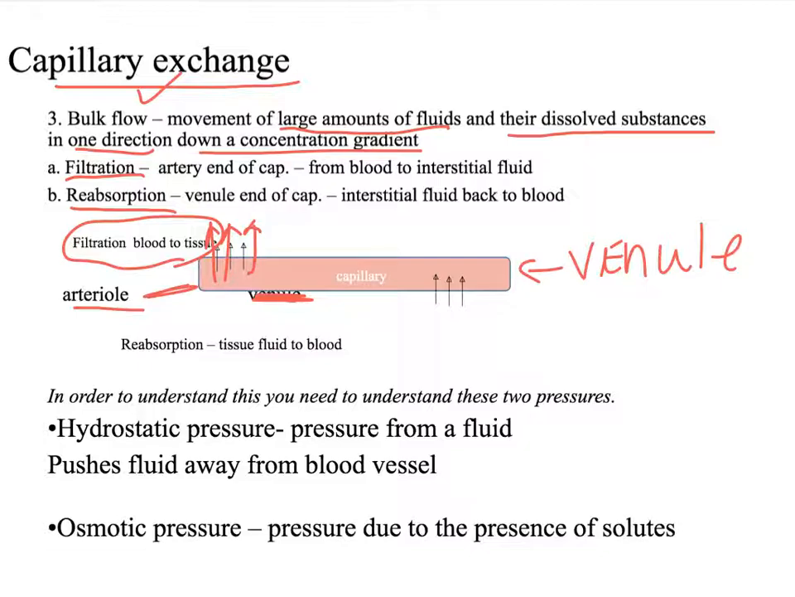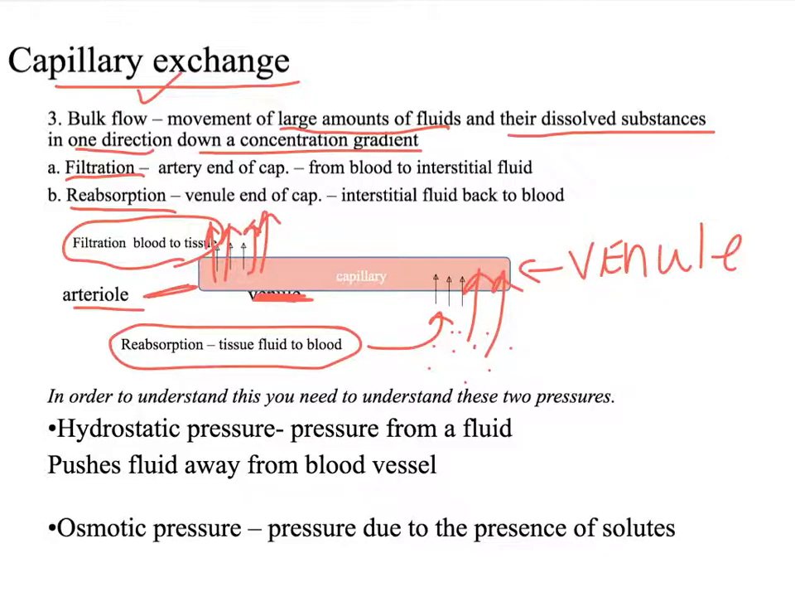Now, at the venule end of the capillary, we have reabsorption. Things are moving from the tissue back into the capillary. We're really good at filtering things out, but we also need to pick things up, so we'll pick them up at this venule end. Filtration is when it's moving from blood to the fluid, and reabsorption is when it's being picked back up from the fluid into the blood.